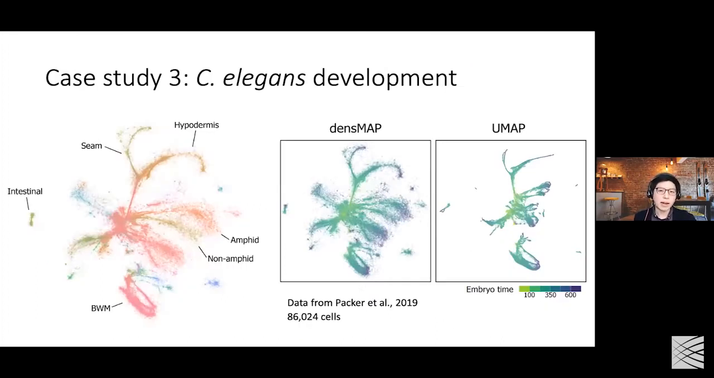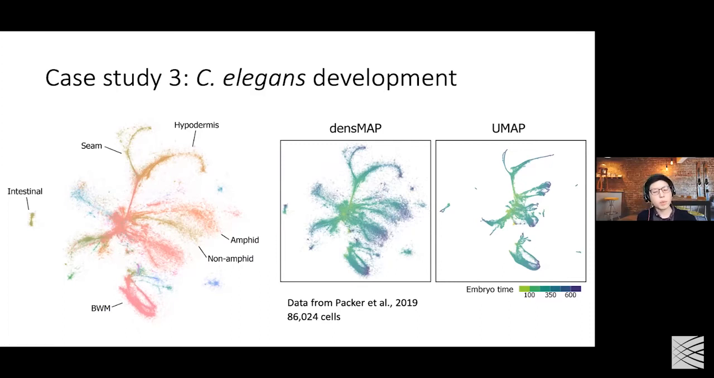The last case study that I want to go over with you is for a data set of C. elegans development. This includes 86,000 cells from all developmental stages of this worm. In the two figures on the right from DenseMap and UMAP, where the colors indicate developmental time points, you can see that the embryo starts from the central region and branches out into different lineages as it develops. And the plot on the left is a DenseMap where we colored things by cell type.